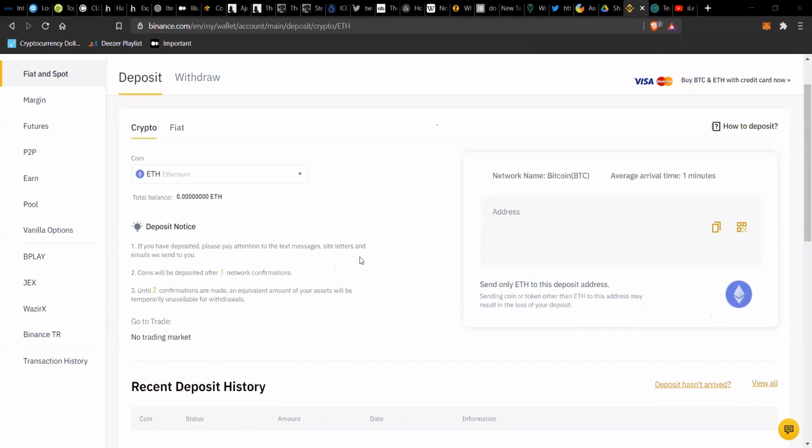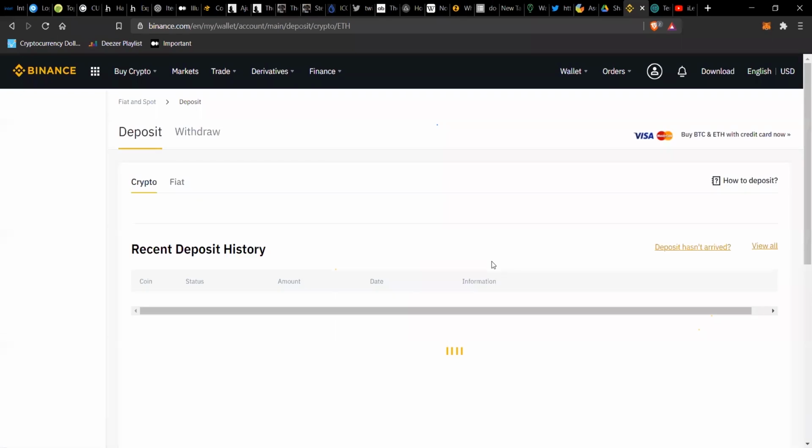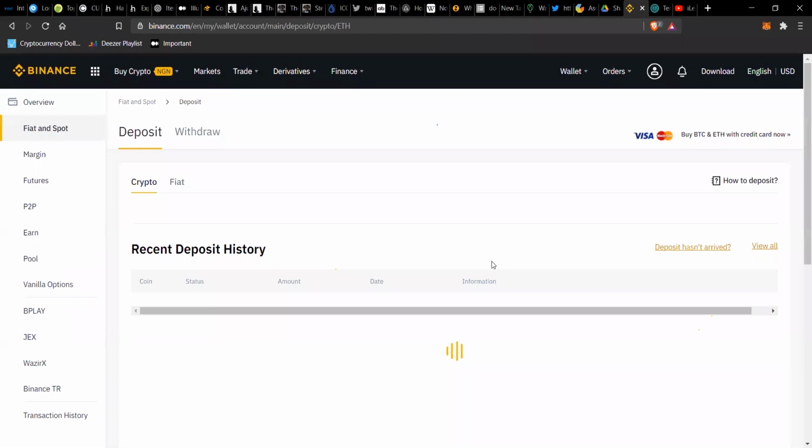Make sure you are sending it to the right address. It's very, very important. Now, what do I mean by that? If you send BTC to an Ethereum wallet address, you would likely lose the Bitcoin. There is every tendency that you will lose the Bitcoin.